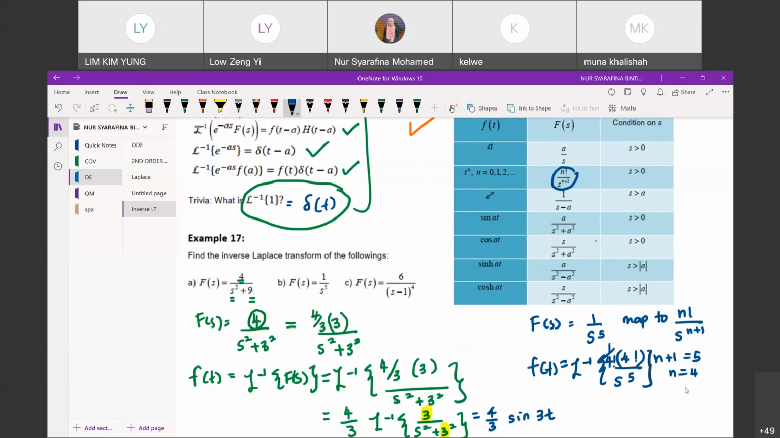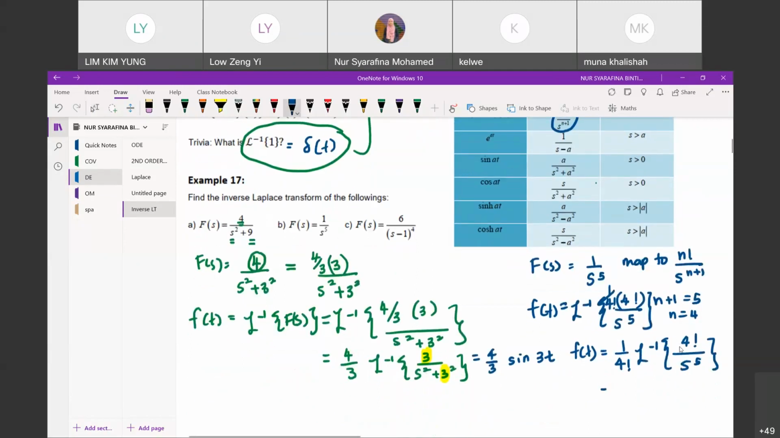Is that clear? So you can have your f(t) by linearity, putting 1 over 4 factorial outside, and then just focus on inversing 4 factorial over s to the power of 5, which gives you 1 over 4 factorial, which is 1 over 24, times t to the power of 4, since n equals 4. Is that clear now? Any question?